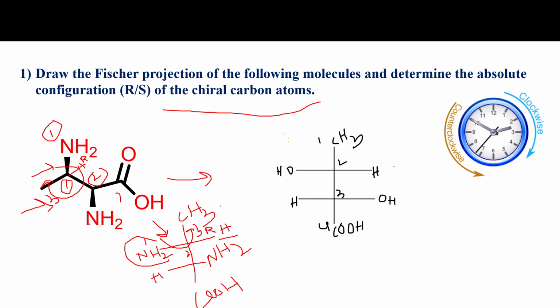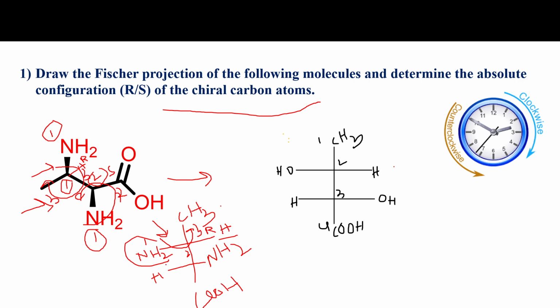For the next carbon, this will be the first priority, this will be your second, and this will be the third priority. Now what do you find out? The rotation of 1, 2, 3 is counterclockwise, and the fourth priority is below. So this will be your S.